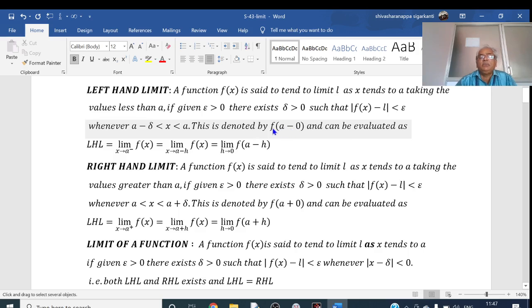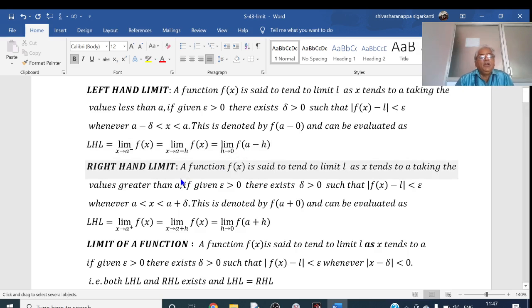So left hand limit is denoted by f of A minus 0, and we can evaluate this left hand limit this way. LHL is equal to limit of f of x as x tends to A minus. A minus means we write x tends to A minus h, where h is a very small positive quantity. Or we write it like this: limit of f of A minus h as h tends to 0. That is, to find the left hand limit, what we need to do is just replace x by A minus h and take the limit as h tends to 0. So this gives the left hand limit.